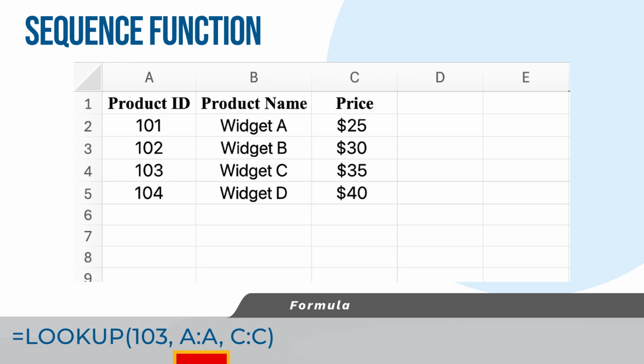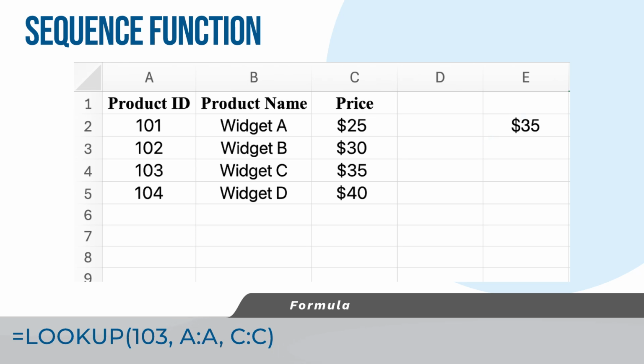Finally, we need to specify the result vector, which is the range that contains the prices. So, we type C and close the parentheses. The complete formula we entered in cell E2 is listed at the bottom of the screen. Press Enter, and Excel will return the price of the product with ID 103, which is $35.